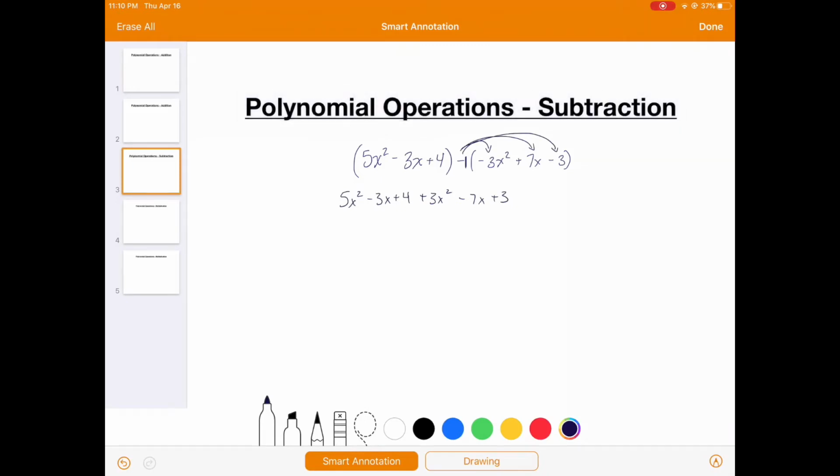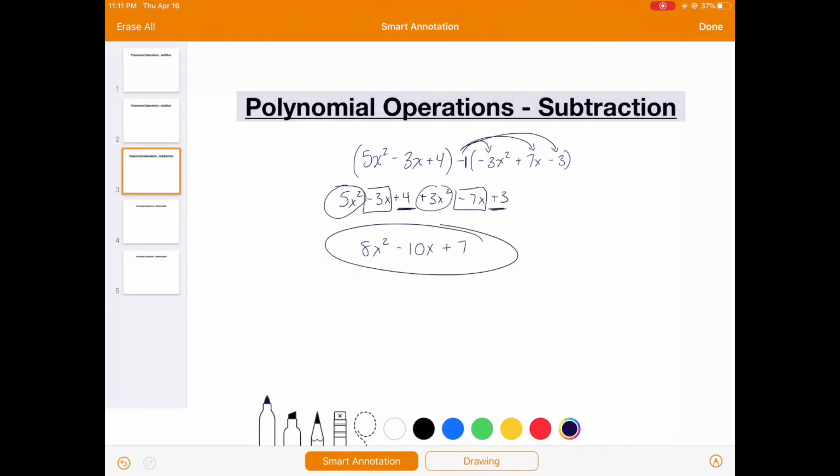And now we can just treat it just like the problems before. It's just that initial distribution that you have to make sure you do, and that you have to make sure you're paying attention to what's happening between those two sets of parentheses. So now I can do my 5x squared plus 3x squared, which is 8x squared. Then I could do negative 3x minus 7x, which is negative 10x. And lastly, I can do positive 4 plus 3, which is positive 7. And I have my answer. So that's addition and subtraction. They're really just about the same. It's just making sure that you distribute whatever is between the two sets of parentheses.